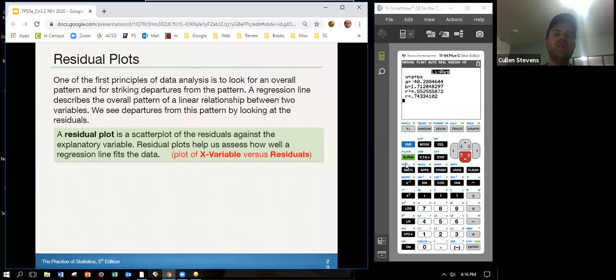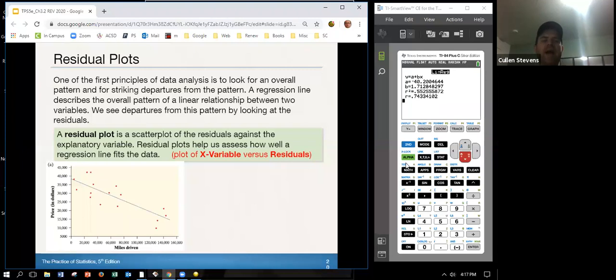So what we can do is what's called a residual plot. And a residual plot is a scatter plot of residuals against the explanatory variable. So residual plots help us assess how well a regression line fits the data. We basically plot the x variable on the x-axis and the residuals on the y-axis to see what we have. Let's take a picture of this.